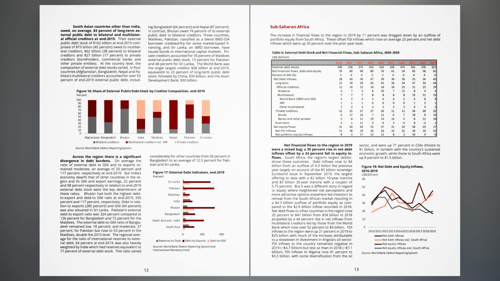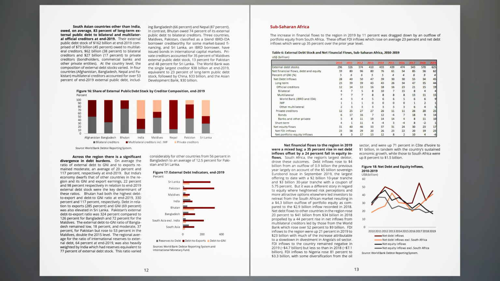Across the region there is a significant divergence in debt burdens. On average the ratio of external debt to GNI and to exports remained moderate, an average of 20% and 117%, respectively at end 2019. But India's economy dwarfs that of other countries in the region and its GNI and export earnings, 22% and 98% respectively in relation to end 2019 external debt stock, were the key determinant of these ratios.